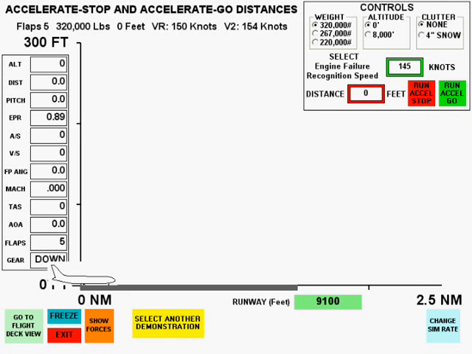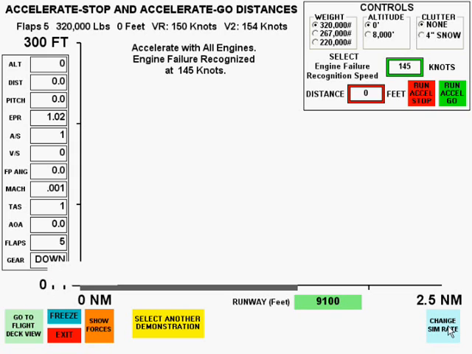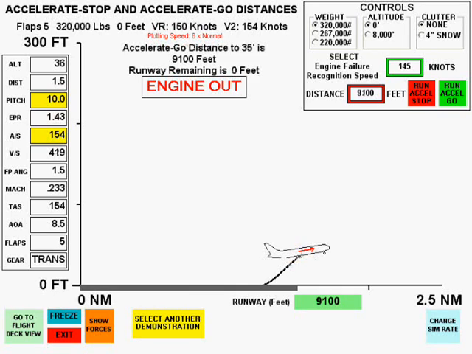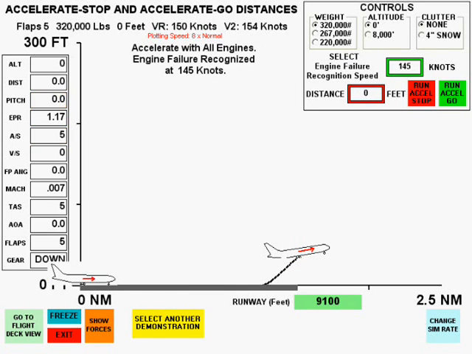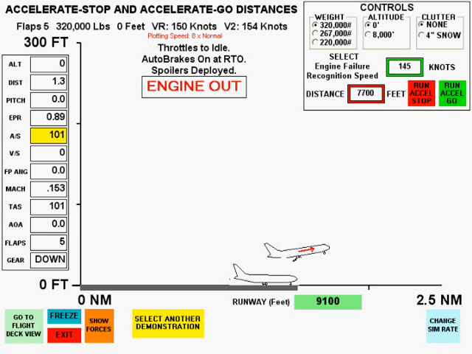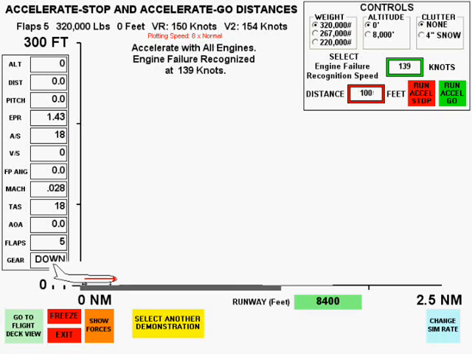Let's take another look at the balanced field length condition, where V1 is 145 knots. Now let's assume that the runway length is 8,400 feet and try a takeoff with an engine failure recognition speed of 139 knots.